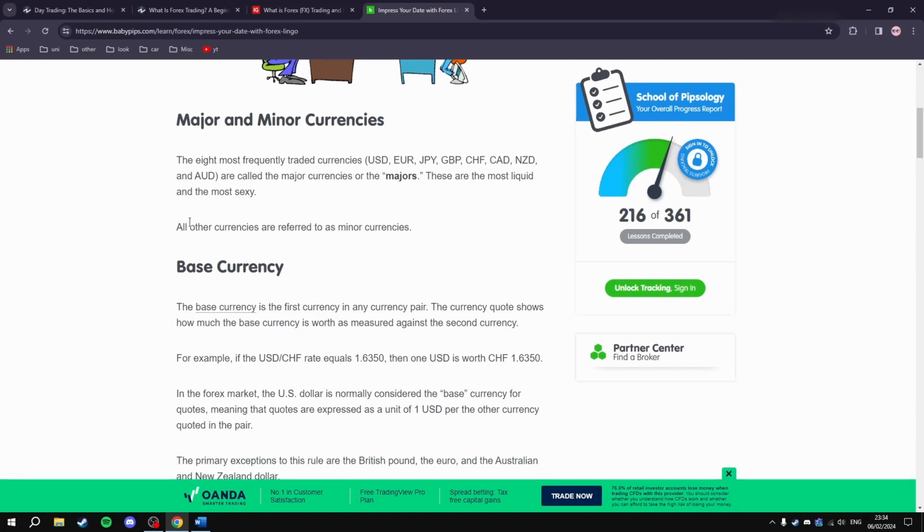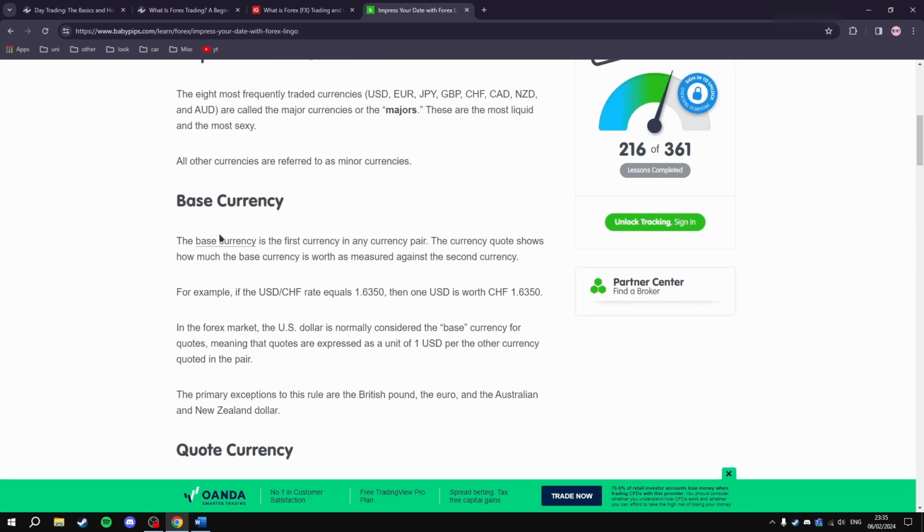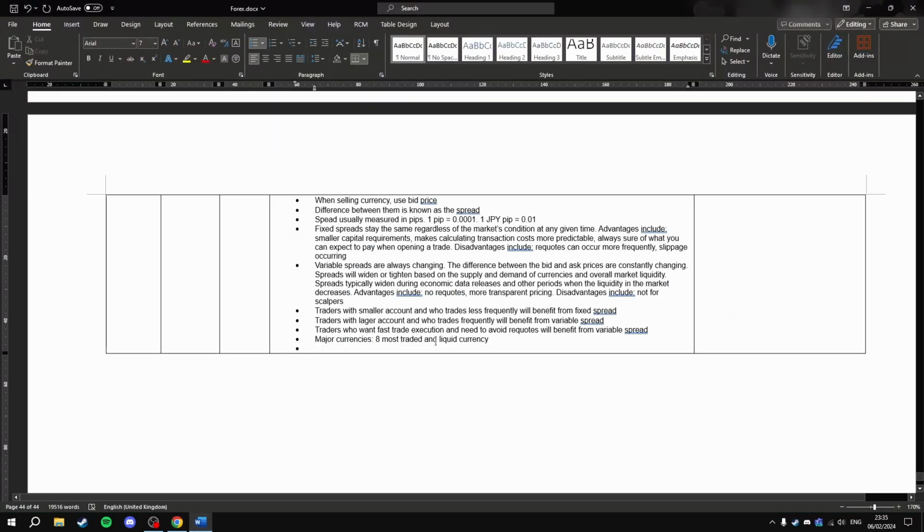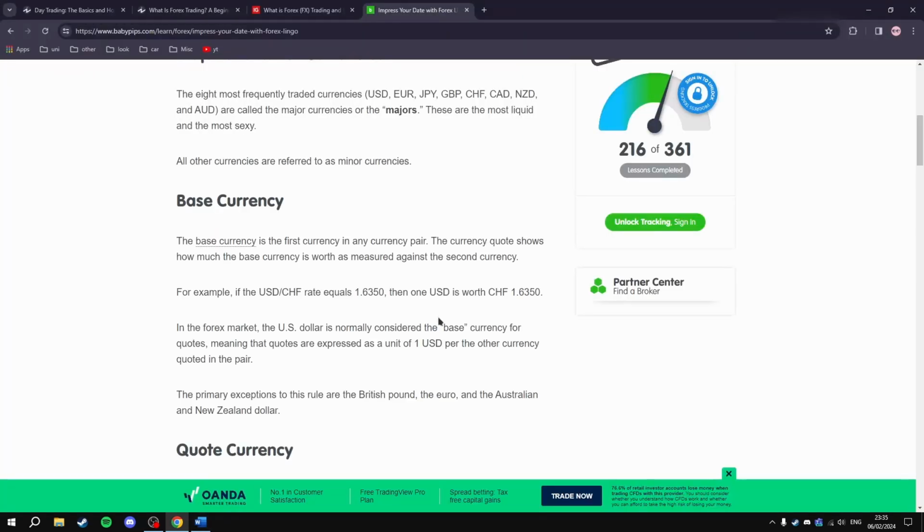Base currency. The base currency is the one on the left, isn't it? It is the first currency in any currency pair. Yep. It will always equal 1 as well. The currency quote shows how much the base currency is worth as measured against the second currency.